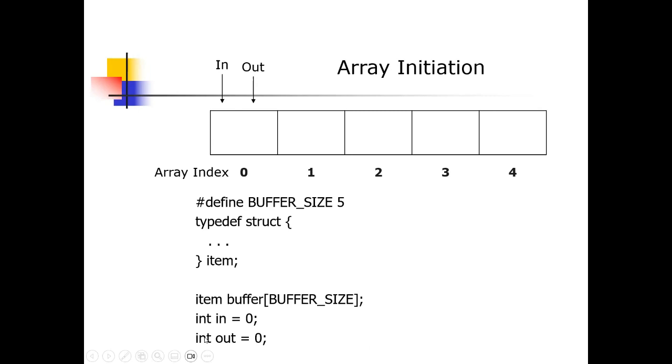There are two integer variables, in and out. In points to 0, out is also pointing to 0. So at the moment, the buffer is empty. We just initialize the buffer. So that is the first thing we need to realize.